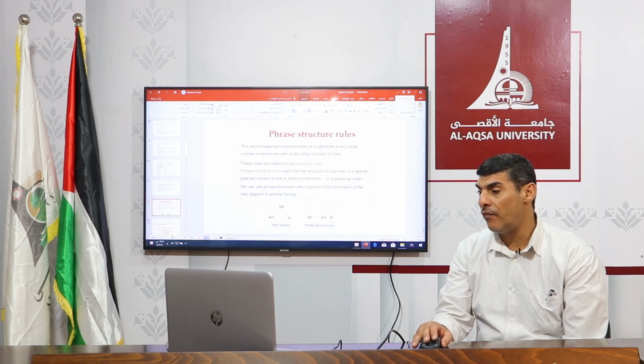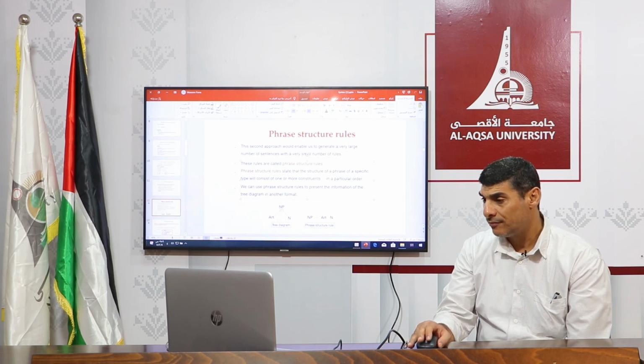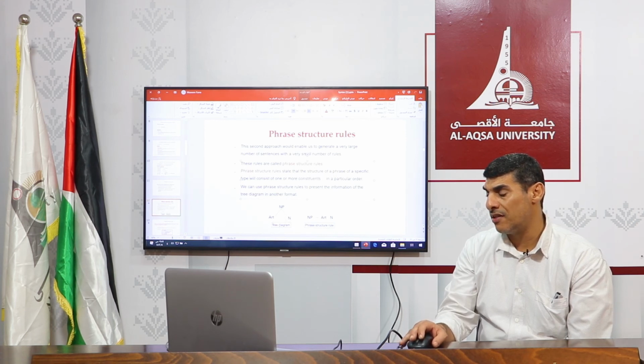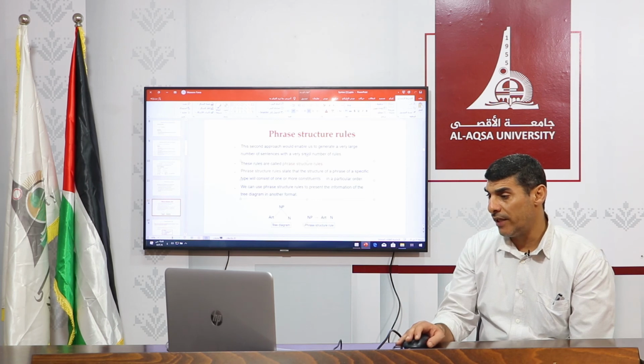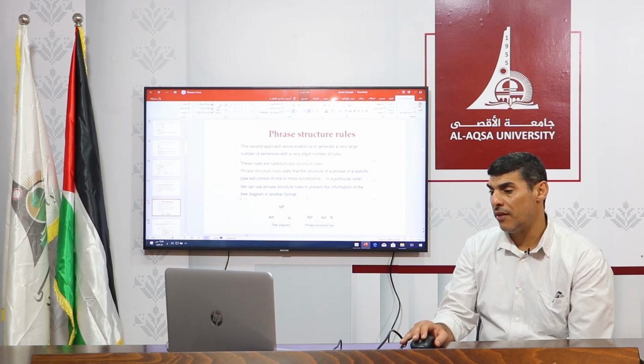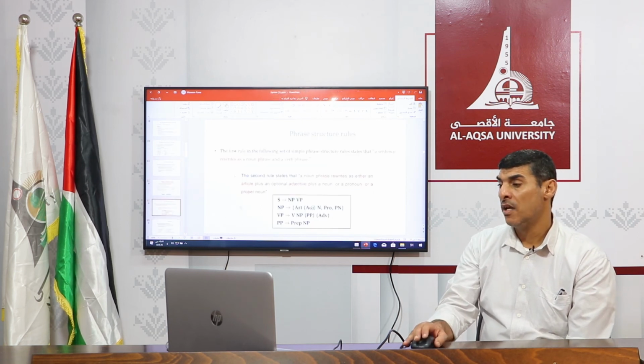We can use phrase structure rules to present the information of the tree diagram in another format. As you see, for the noun phrase, we have an article and we have a noun. So this is the tree diagram of the noun phrase, and a noun phrase consists of an article and a noun. We have repeated this several times so that things will be much easier for you.